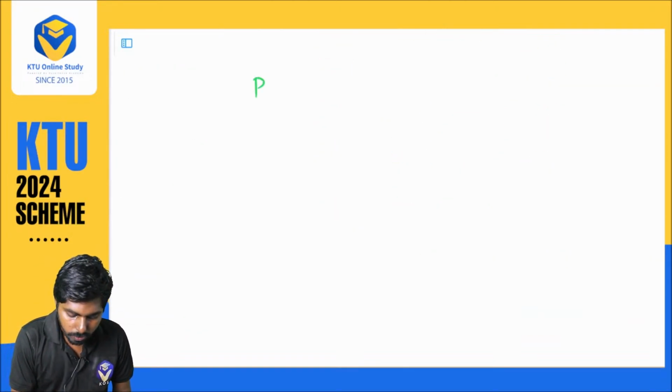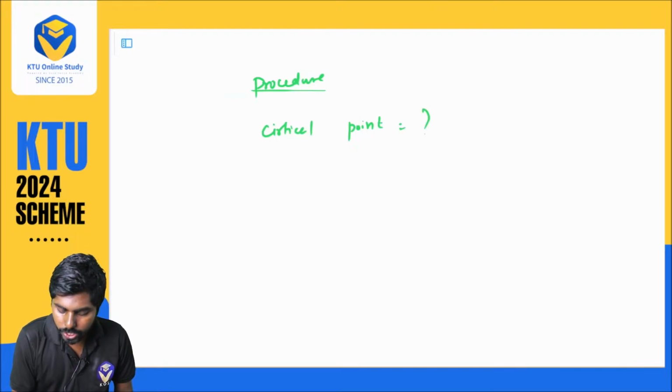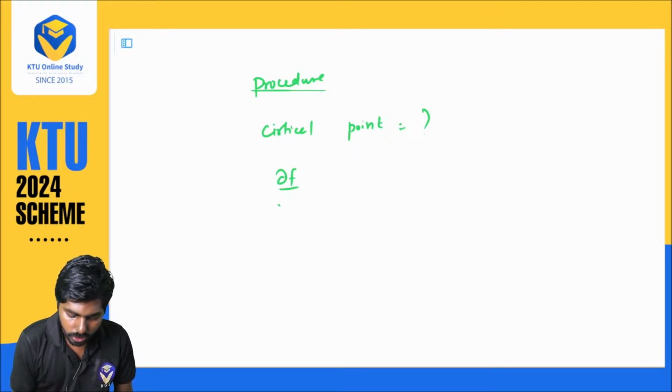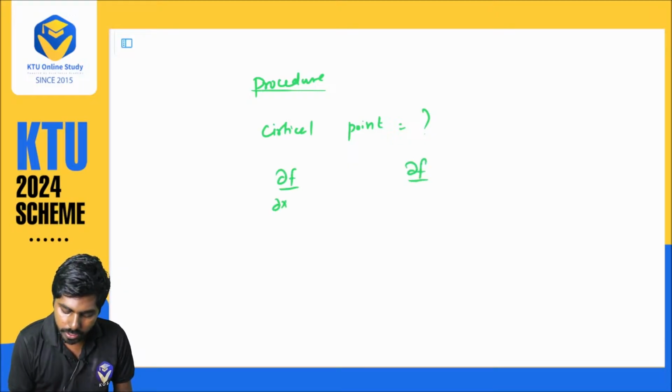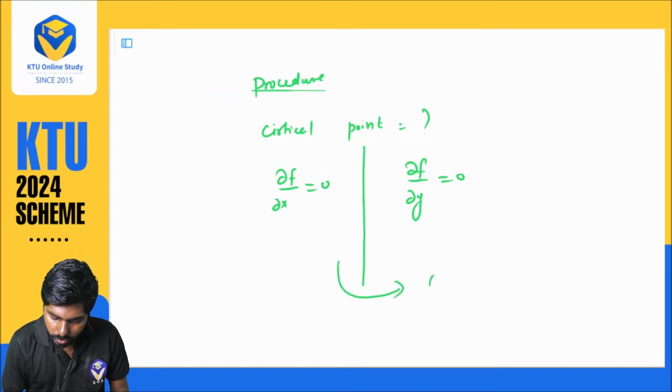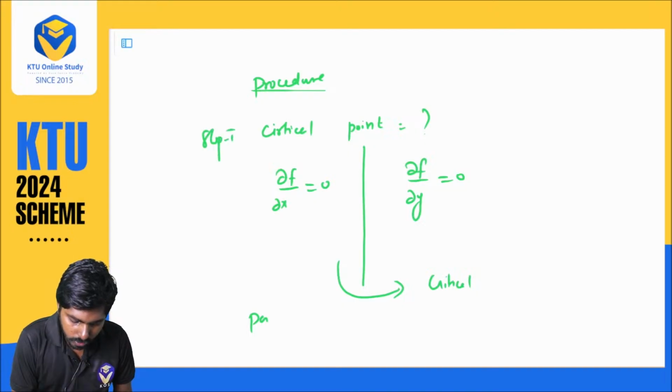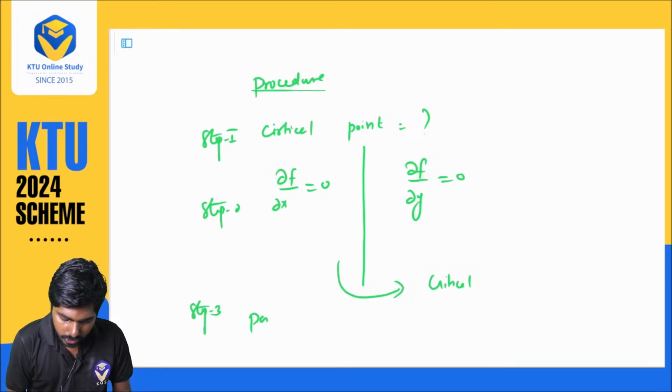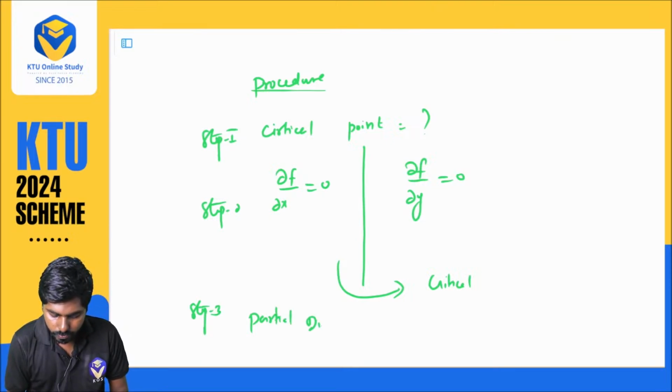The procedure is that you want to identify the critical points. How to identify critical points is very simple. You take the partial derivative with respect to x and the partial derivative with respect to y, and set them equal to 0. From here we will get the critical points. This is step number 1, this is step number 2, and step number 3 is the higher order partial derivatives.